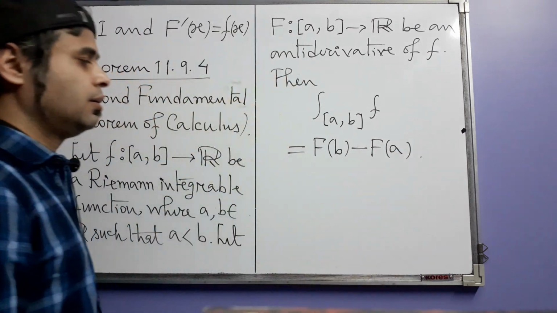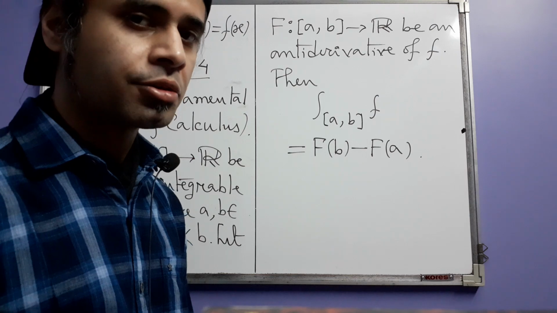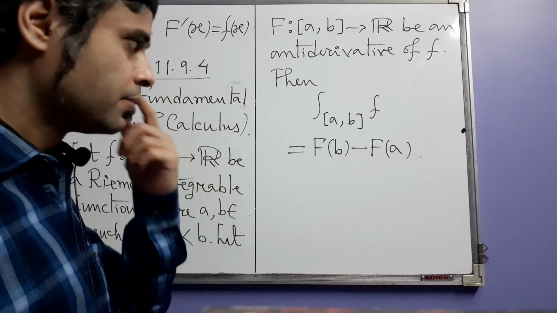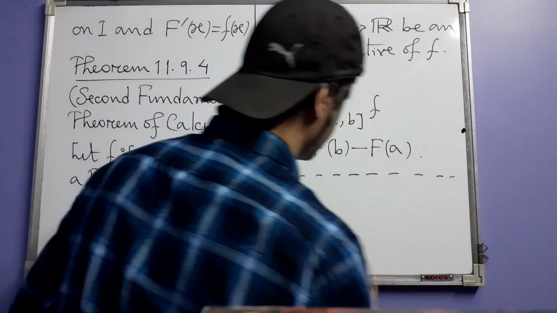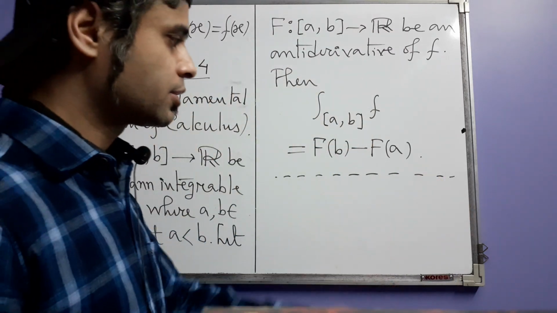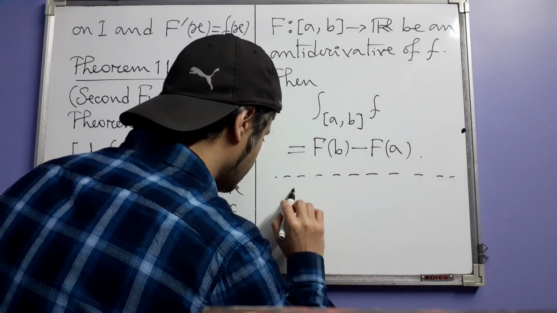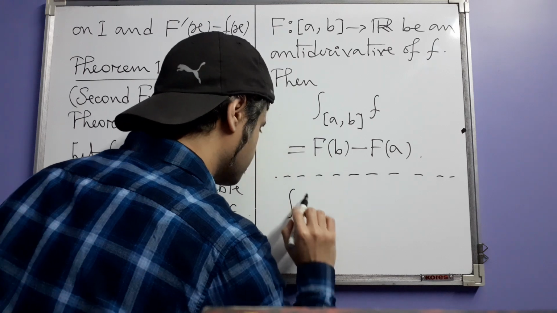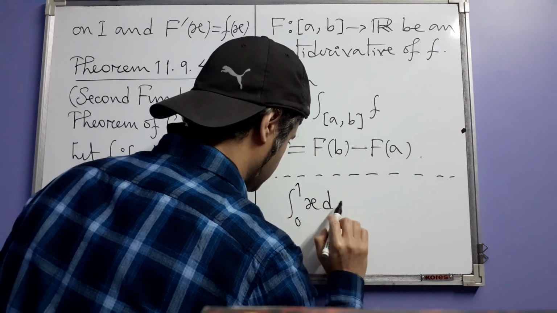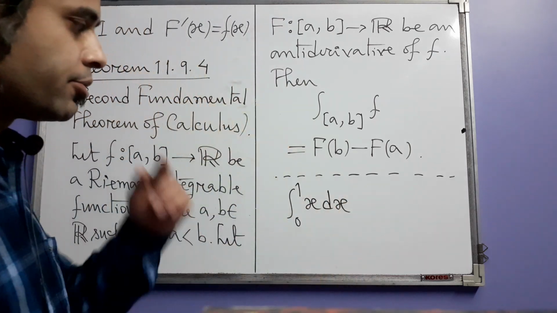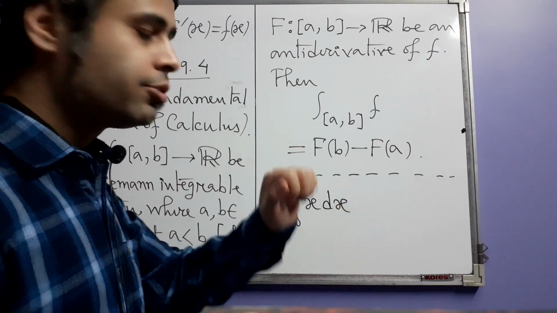This is the thing we did in school calculus when we are taught integration for the first time. What we do, before we see the proof, let us just simply see one situation which we have seen many times. Say you have something like this. Let us consider an absolutely simple integral, definite integral. How do you calculate this?